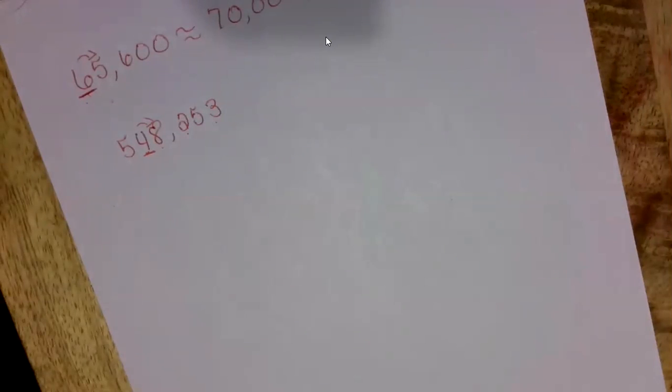Now, that 4 has two choices. It can, yes, stay the same, or it can go up by 1. Now, we're going to look at the number behind our 10,000th place, which would be our thousandth place, to dictate what we're going to do. So what is that number that's behind that place value? Yes, it's an 8.